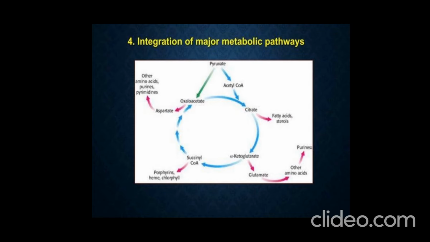And the fourth one, integration of major metabolic pathways. Here from pyruvate, acetyl-CoA is formed, citrate is formed, oxaloacetate, aspartate is formed, and other amino acids, purines or pyrimidines are formed. From succinyl-CoA, porphyrins, heme, chlorophylls are formed. From alpha ketoglutarate, glutamate is formed, and other amino acids are formed, such as purines, etc. And citrate is converted to fatty acids and sterols. That's why it is known as integration of major metabolic pathways.